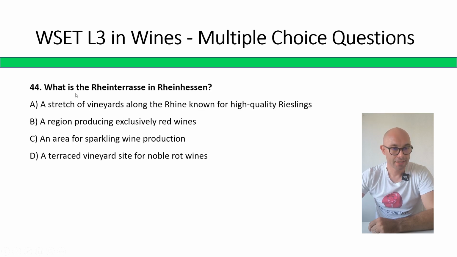What is the Rheinterrasse in Rheinhessen? A stretch of vineyards along the Rhine River for high quality Riesling, a region producing exclusively red wines, an area for sparkling wine production, and terraced vineyard sites for noble rot wines. The correct answer is A, a stretch of vineyards. They're also terraced, I believe, along the Rhine River, that are very famous in Rheinhessen for high quality Riesling.